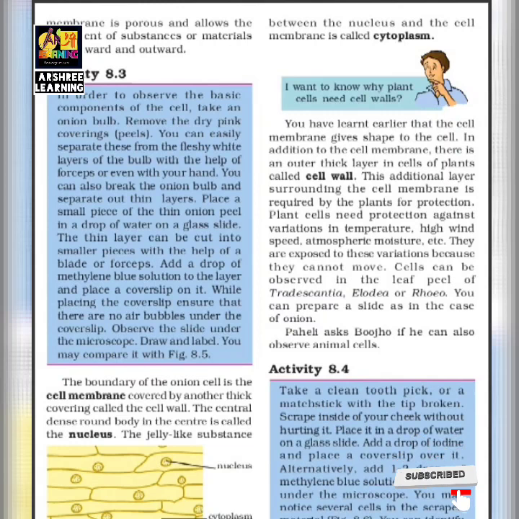If we observe activity 8.4, take a clean slide. Earlier a plant peel was taken. Here, if you scrape the inner lining of your mouth and study it under a microscope, we will see that our mouth's cheek cell, from the inner side of the mouth, which can be just scraped, when seen under a microscope, does not have a cell wall. So this is the main part in the structure of every cell.